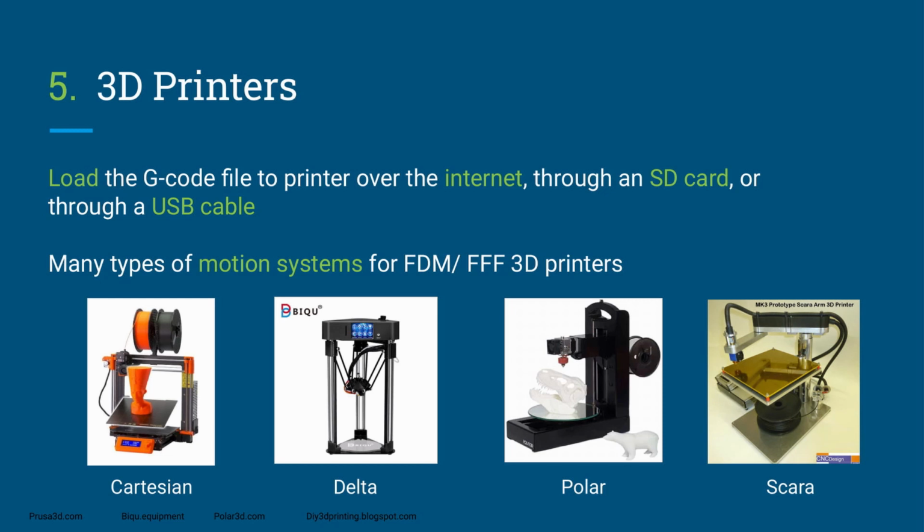Also, there's one called SCARA, which uses an arm that has 2 pivot points that can move the nozzle around and print on the bed, which is pretty cool as well. But by far, the Cartesian and delta are the most popular for consumer 3D printing. The polar and SCARA are not used very much. They're pretty much novelty motion systems for now, but I thought it would be cool just to add them to this presentation so you have some idea of what kind of motion systems are out there for FDM 3D printers.